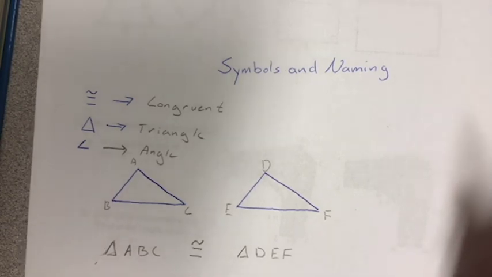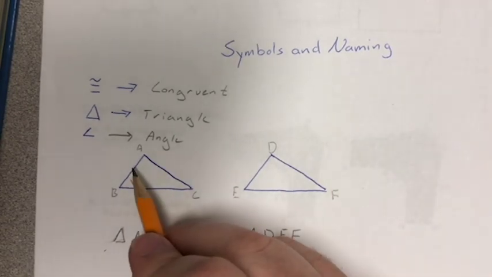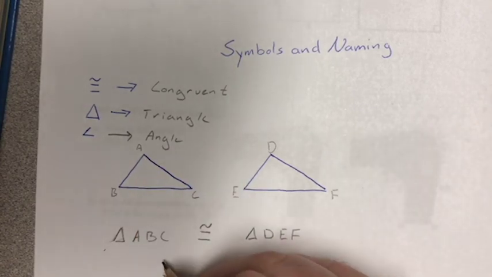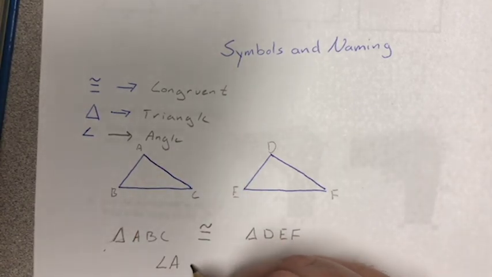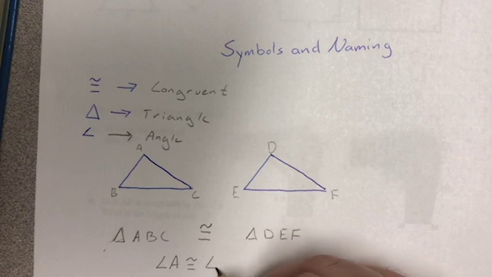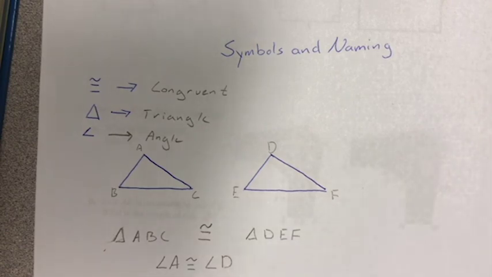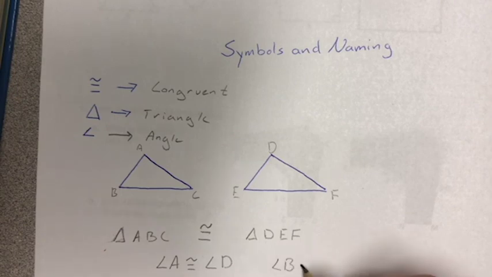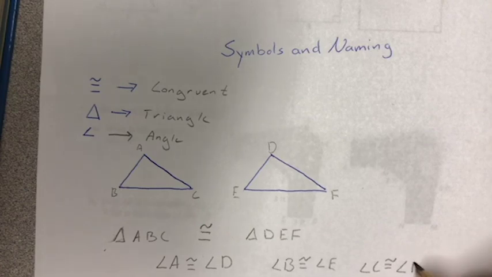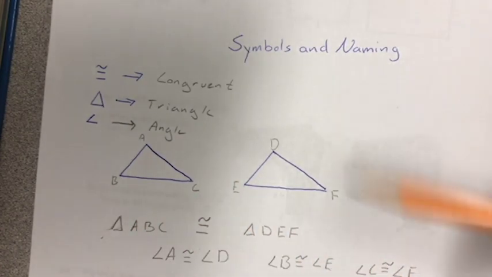But now let's be more specific. I can say that angle A is congruent to angle D. I can also say that angle B is congruent to angle E. And lastly, I can say that angle C is congruent to angle F. All right, because these are the corresponding angles.